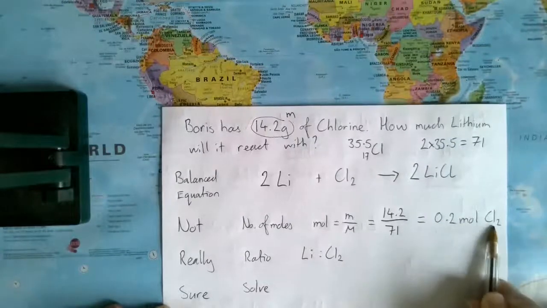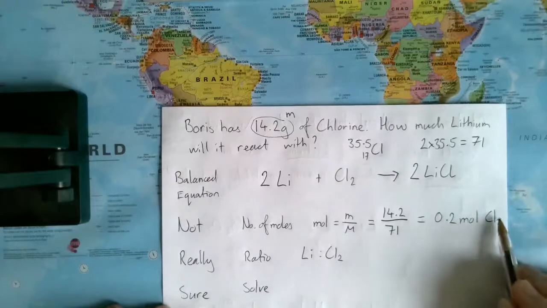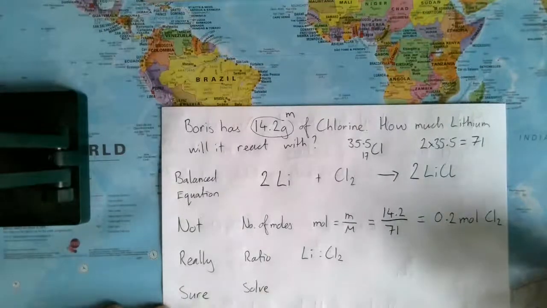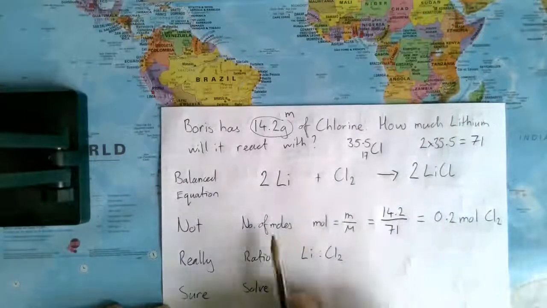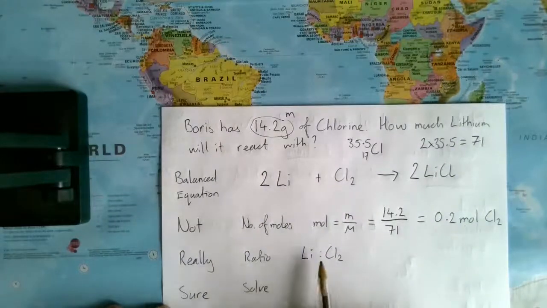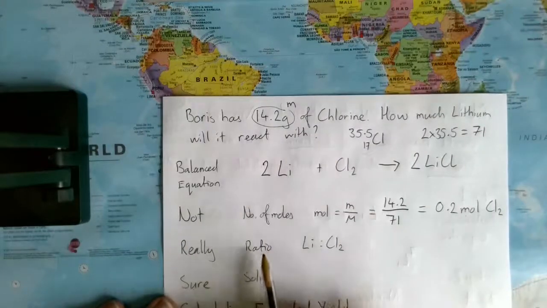Write in what that's for. Don't just leave numbers on your page. Put the units and put the chemical. Prove to the examiner you know what you're doing. Maybe don't write "not really sure" down, but prove to them that you know to do these steps. So the next one. Okay, done number of moles, do the ratio.